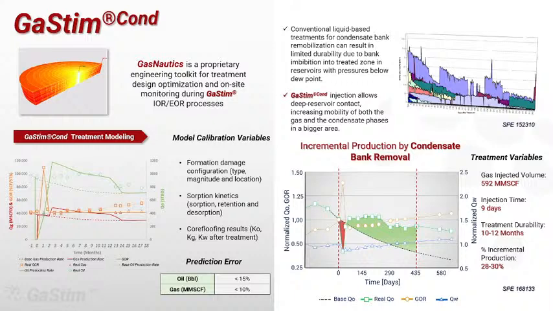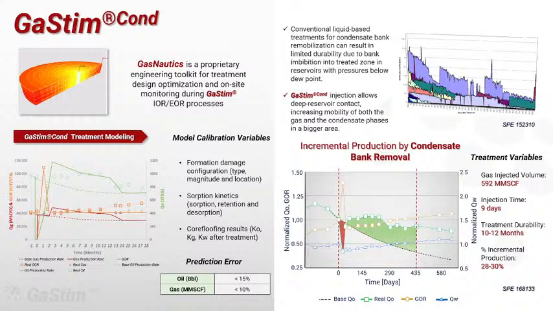So moving on with our GaStimCond treatment modeling, as you can see, our model incorporates some sorption kinetics necessary to model these types of treatments, which not all commercial modeling tools known to the industry take into account. And we compared it with the real data results of our field implementation that you can see on the lower right.